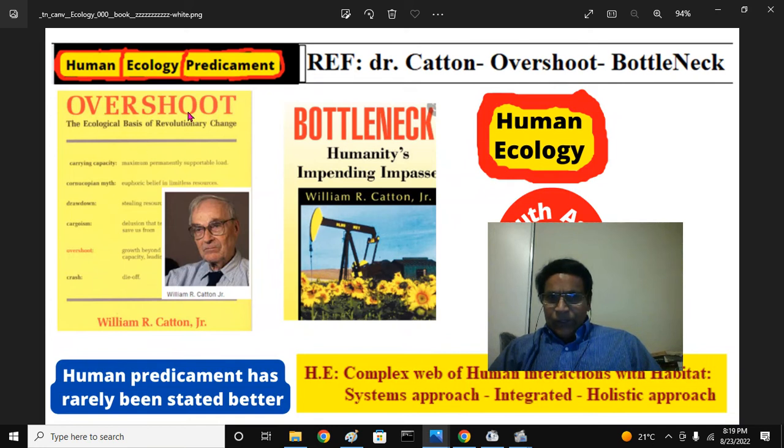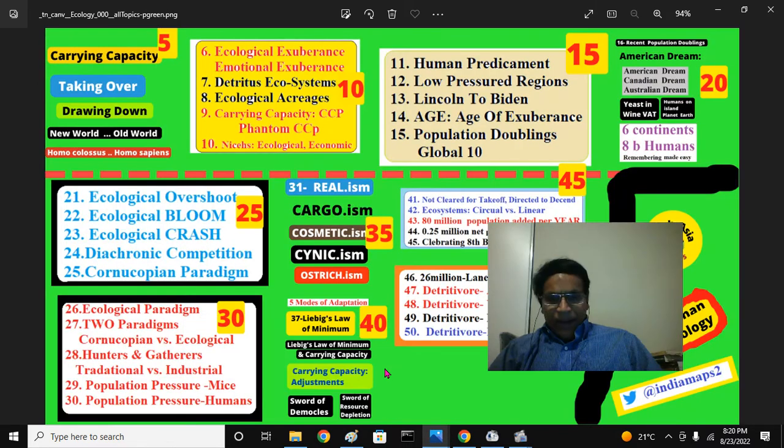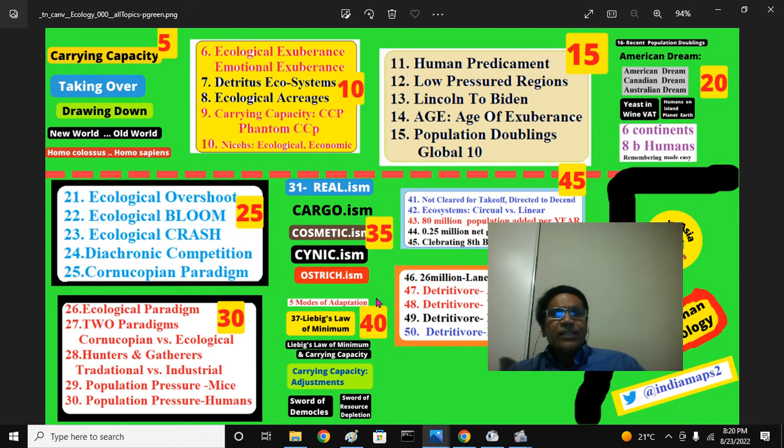So this is the Overshoot book. Dr. William Catton Jr. from the United States of America passed away round about 5 or 6 years back. Professor at Washington State University, Pullman, in Washington State, east of the Cascade Mountains, south of the 49th parallel. His second book, Bottleneck, and most of the ideas come from these books. And this is the 38th part.